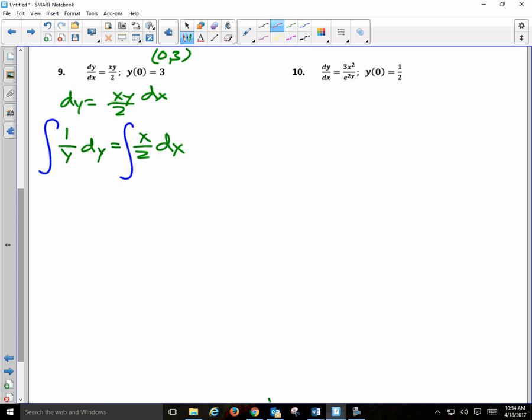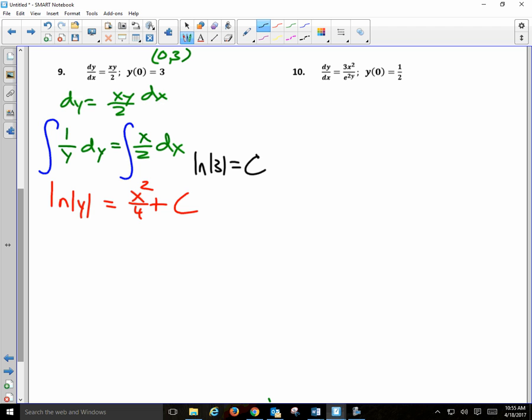What's the antiderivative of 1 over y? Natural log of y is equal to x squared over 4 plus a constant. So the key now is to determine what that constant is. How do I determine what the constant is? I solve. So I use 0 for x and I use 3 for y. So I have the natural log of 3 is equal to c, because x is 0.